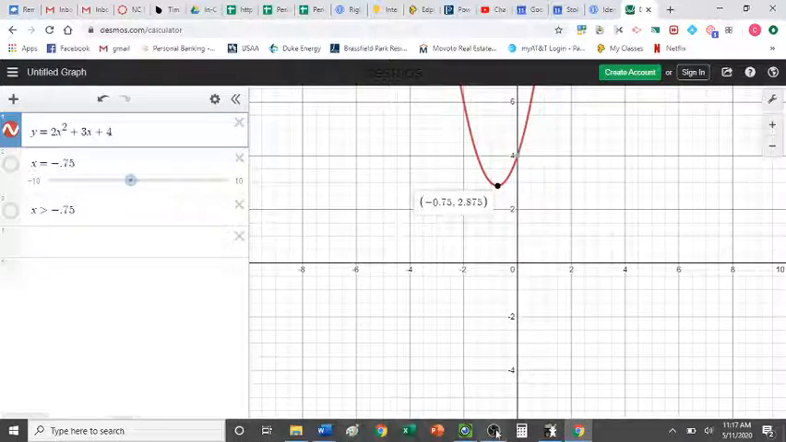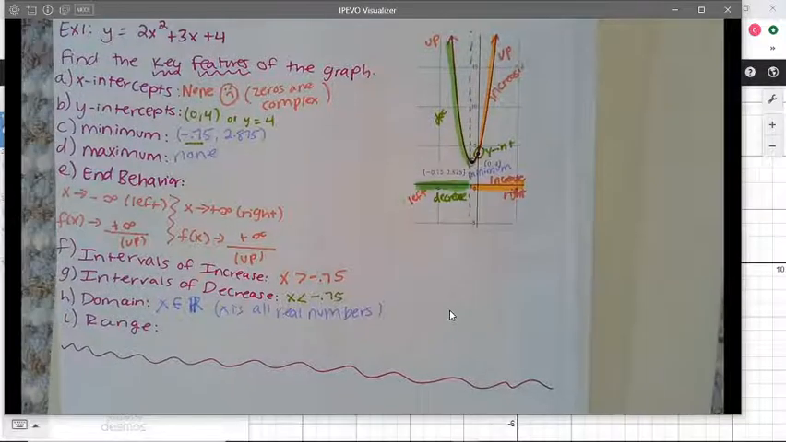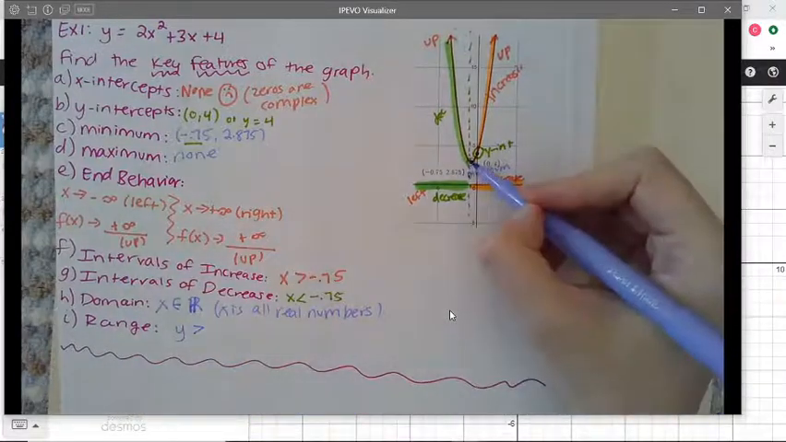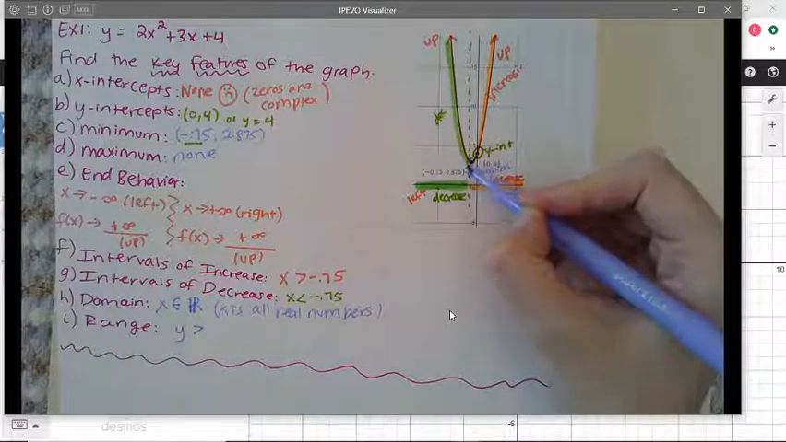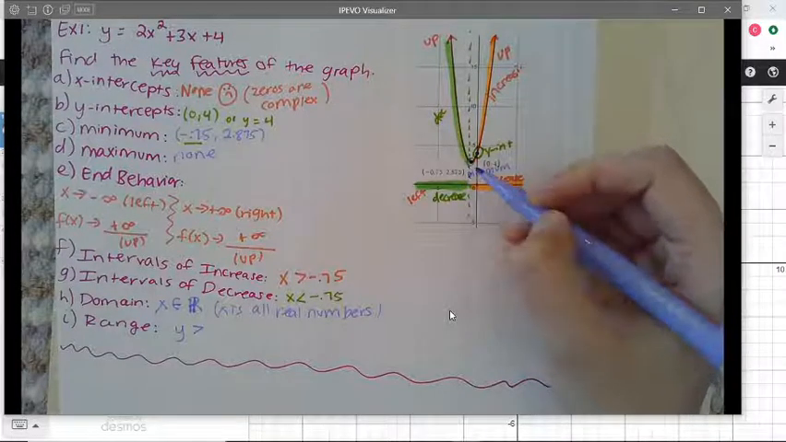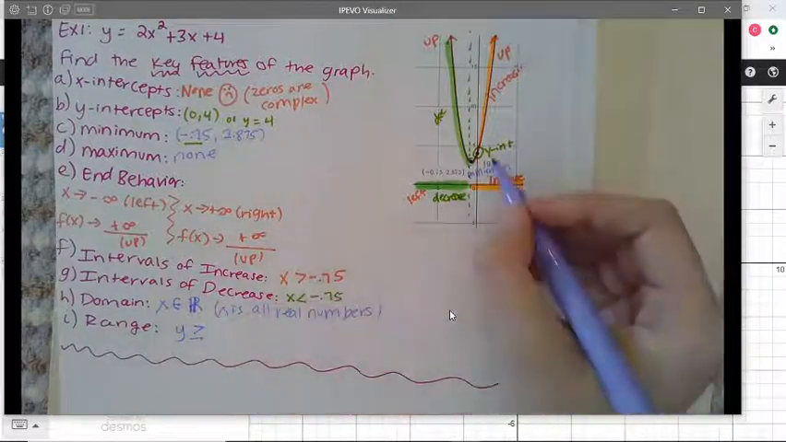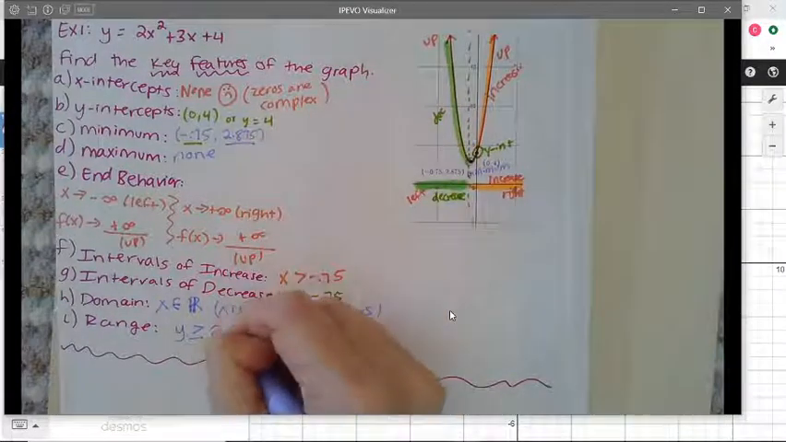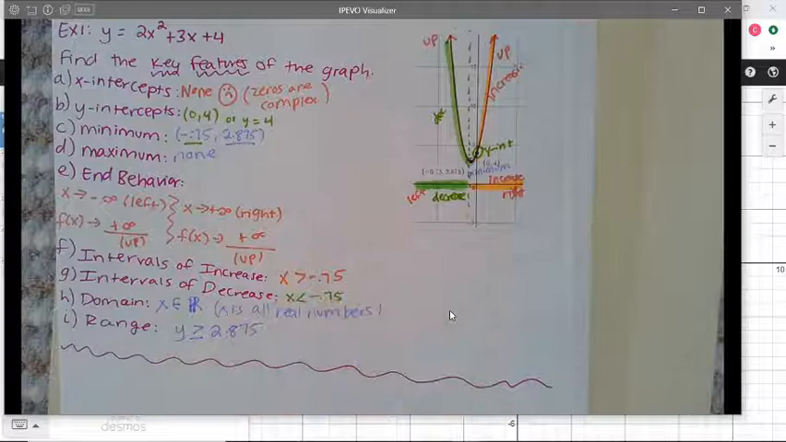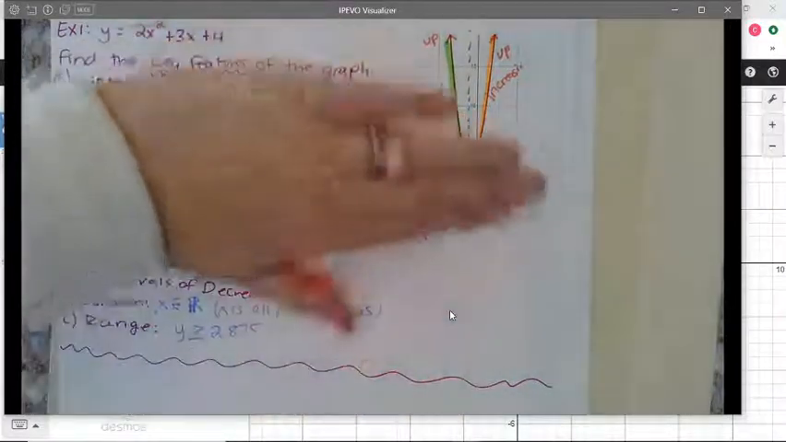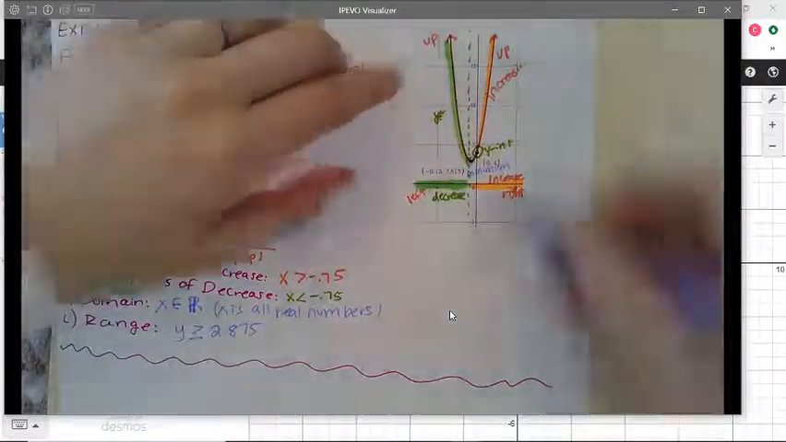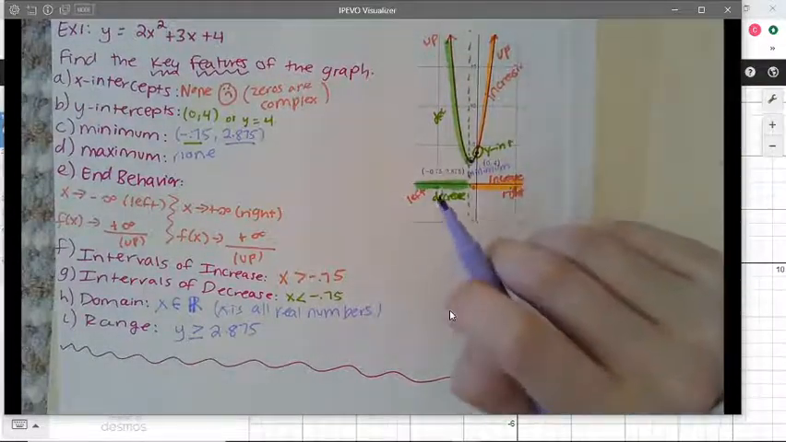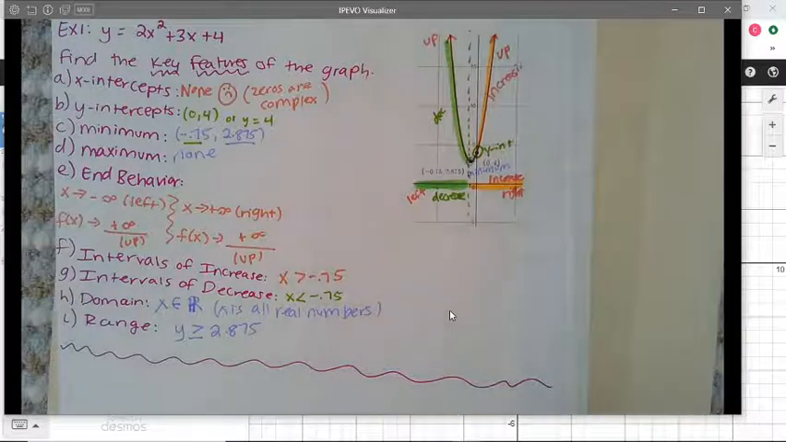So the way that we're going to write our range is we're going to say y is greater than. Now, technically the graph does equal this point because the point is shaded in. So it's greater than or equal to the y value this time, which is 2.875. So our range is equal to this point, and it's going to be everything larger than this point, because all these points up here are larger than the 2.875. That's how we're going to find our key features.